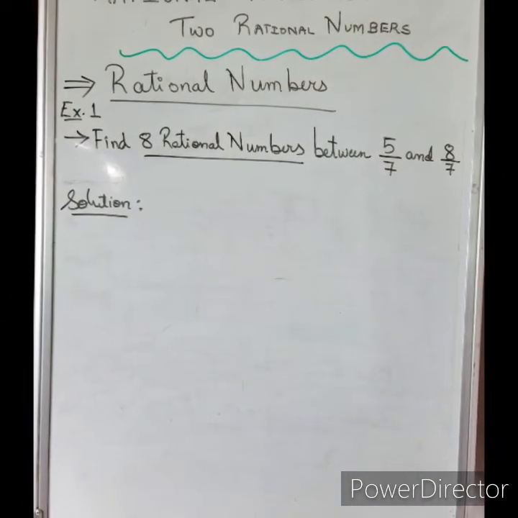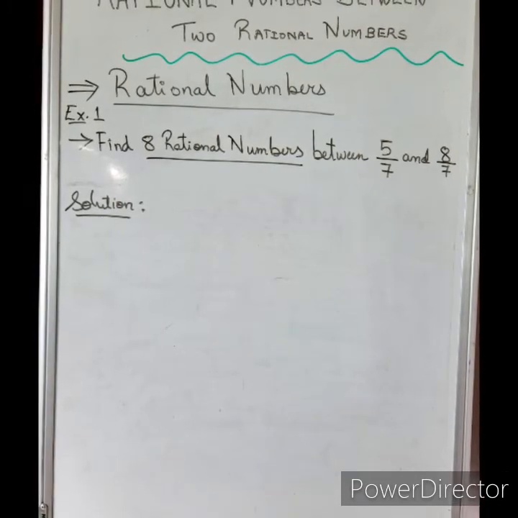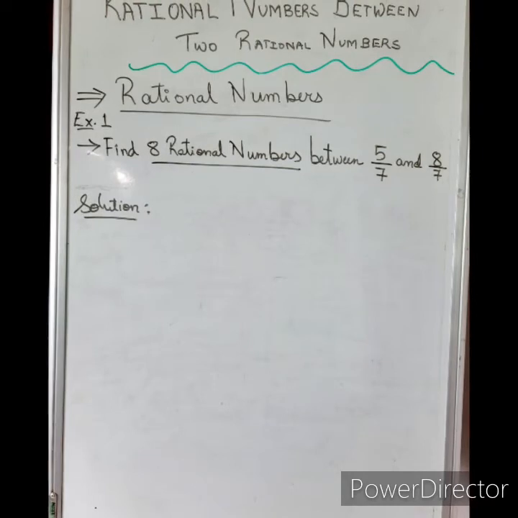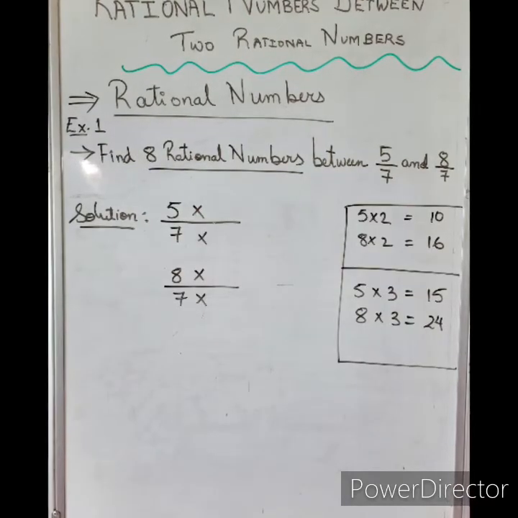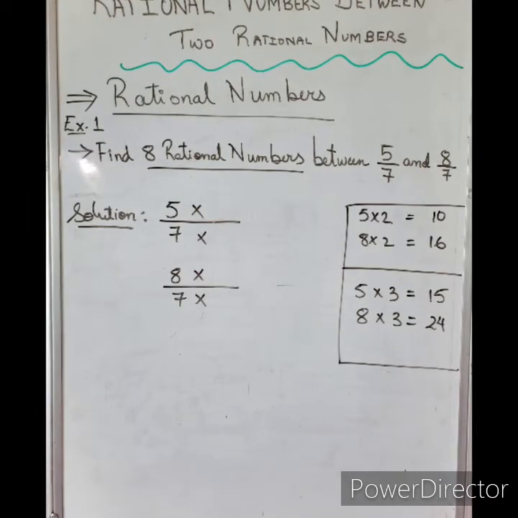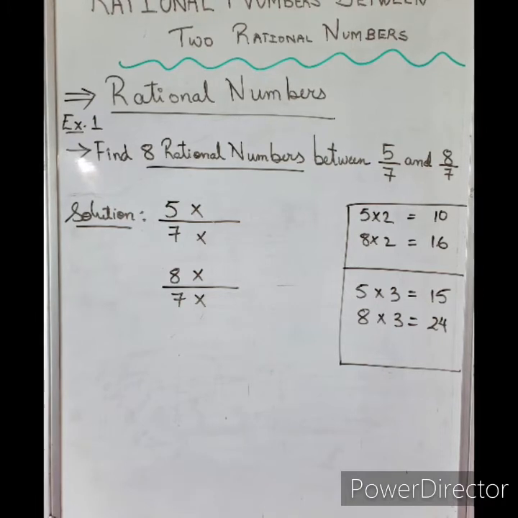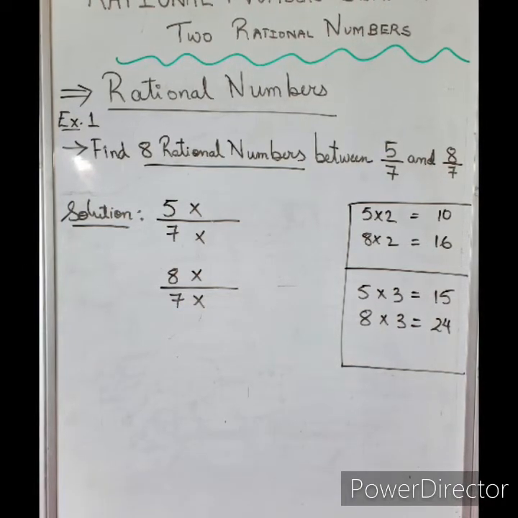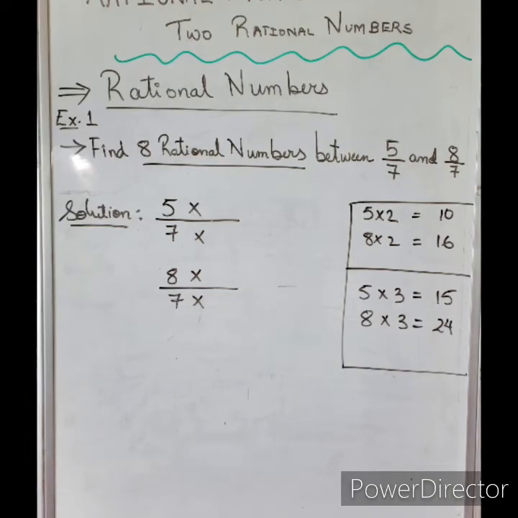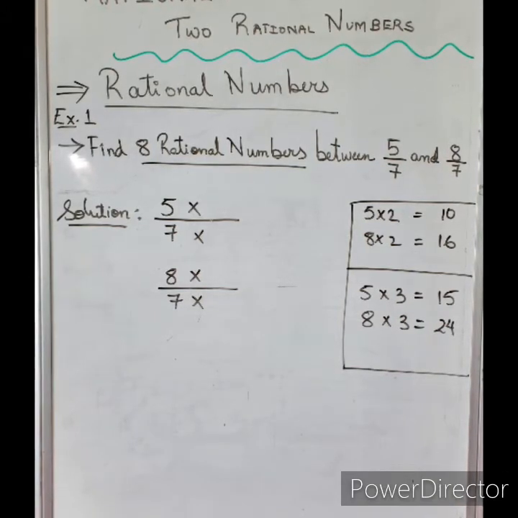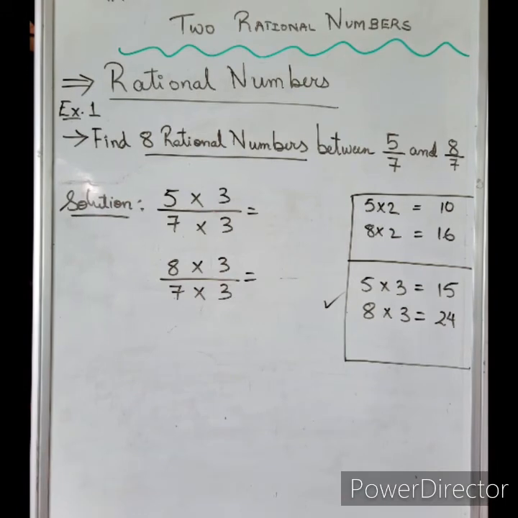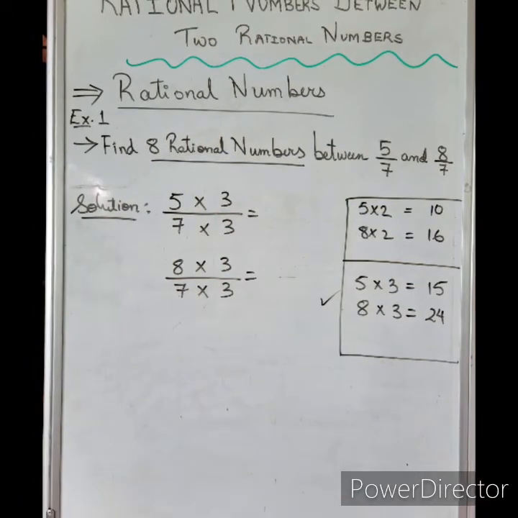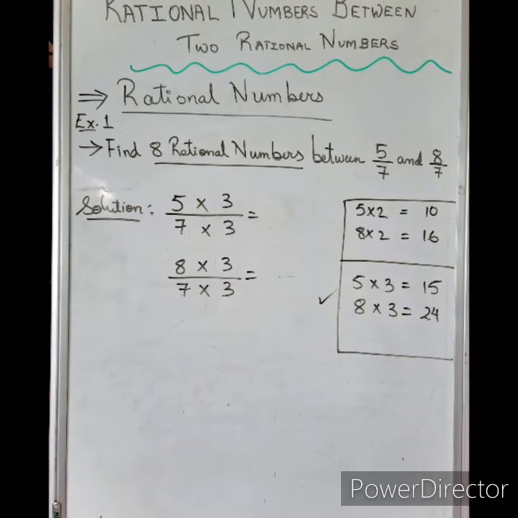Now, let us see finding 8 rational numbers between 5 upon 7 and 8 upon 7. Since the denominator is the same, we will directly go for the equivalent fraction, multiply and check which numbers will fit. So, if we take 2 in both the cases, we get 10 and 16, and with 3 we get 15 and 24. So, which is better? Yes, we get 8 fractions in the second one if we multiply by 3. So let us go with that.